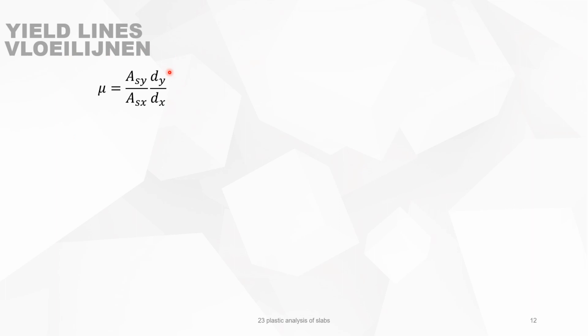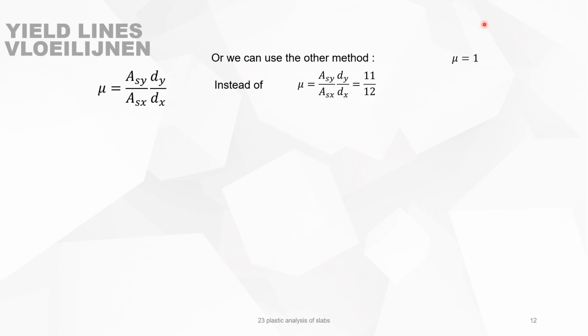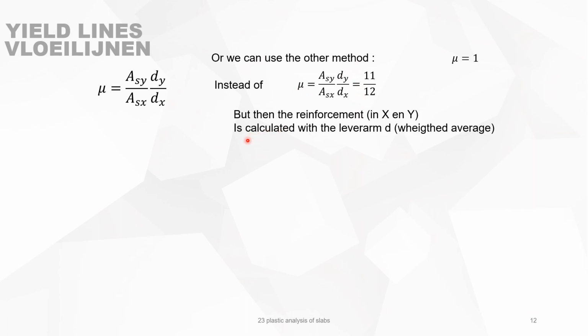Now we used this definition of mu, and we used the case that the reinforcement in X and Y direction were the same, but you can also calculate it in another way. You can use the method by taking mu equal to 1 instead of mu equals 11 divided by 12. When you do so, you have to calculate the reinforcement in the X and Y direction with a lever arm, not dx and dy, but a lever arm which is a weighted average. The two methods are similar, but we will show what the outcome is with this method. So the weighted average of the effective depth is equal to 115 millimeters. Now m is equal to mx and equal to my, because mu is 1.